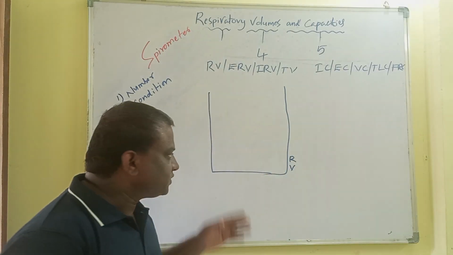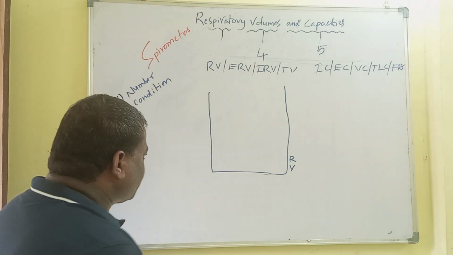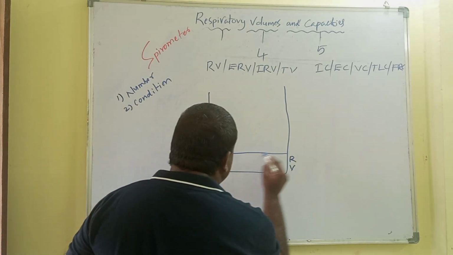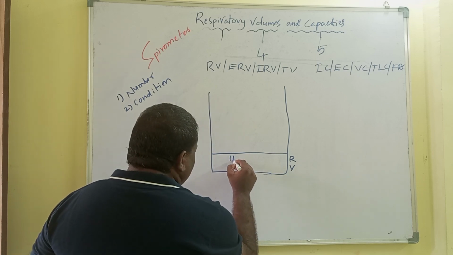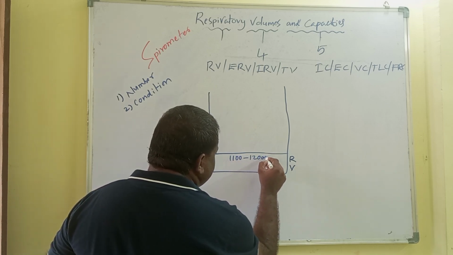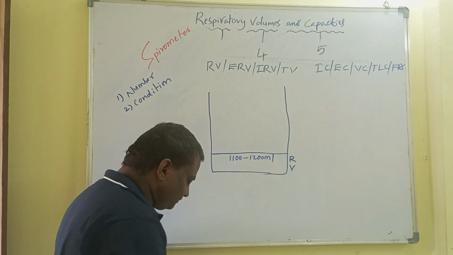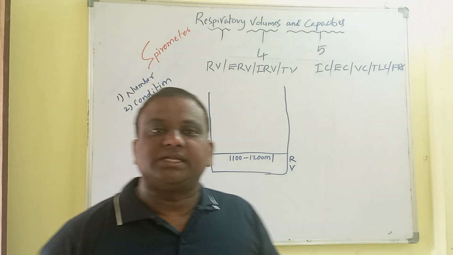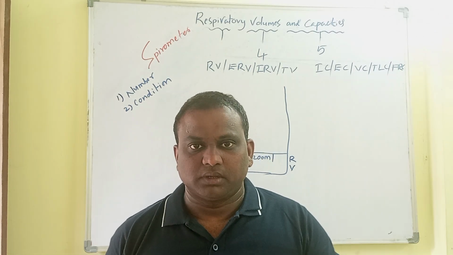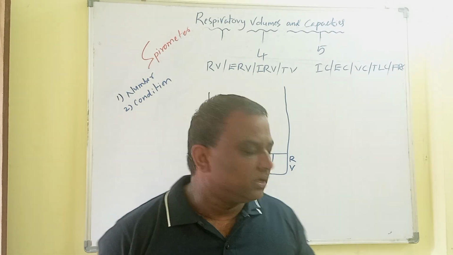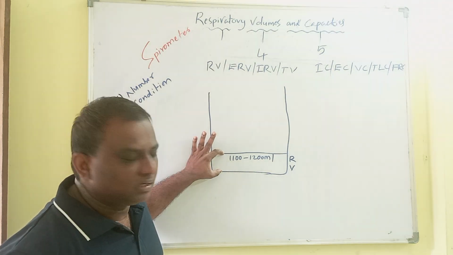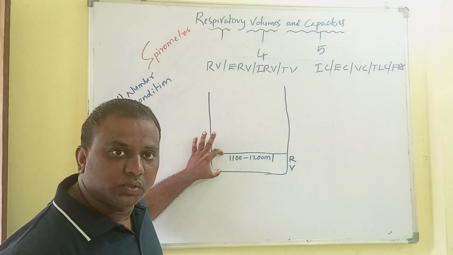Now coming to the residual volume. What is the number for residual volume? It is 1100 to 1200 ml of air. This number is important. Then what is the condition? The condition is the end of a forcible expiration. This much air remains in the lungs.